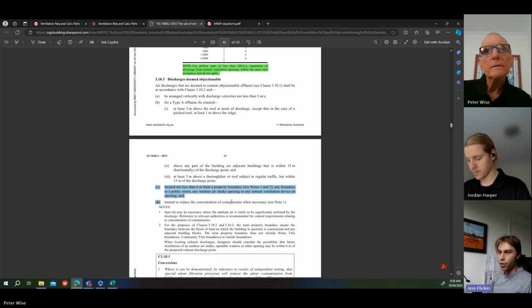Peter, just on the previous point, B3, just above: at least 3 metres above a thoroughfare or roof subject to regular traffic, but within 15 metres of the discharge point. What does that discharge point refer to? Because I thought this is talking about the locations of the air discharges.